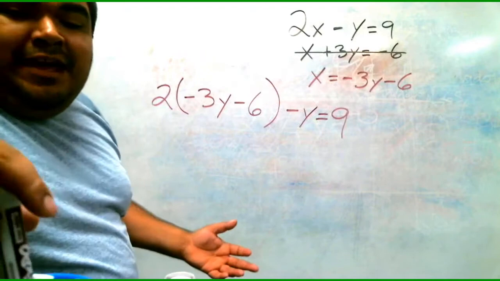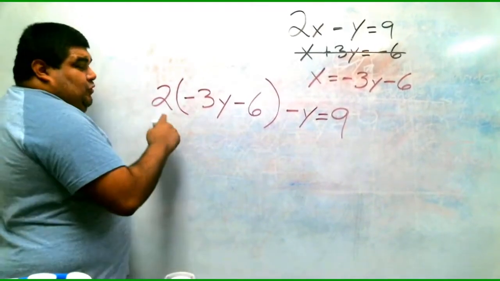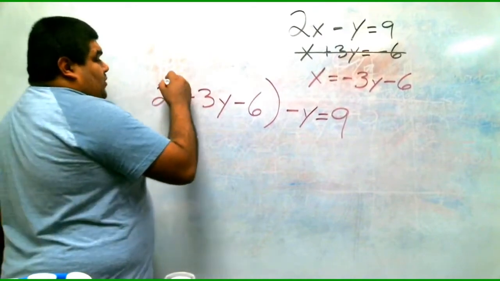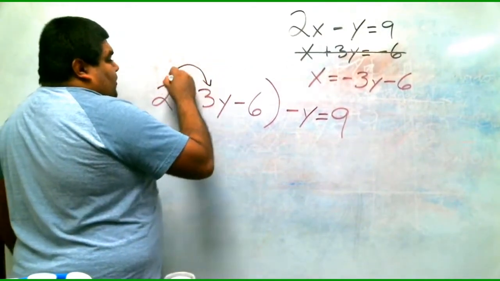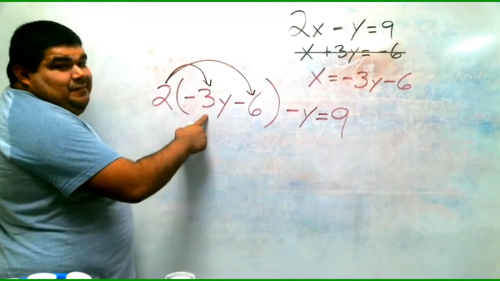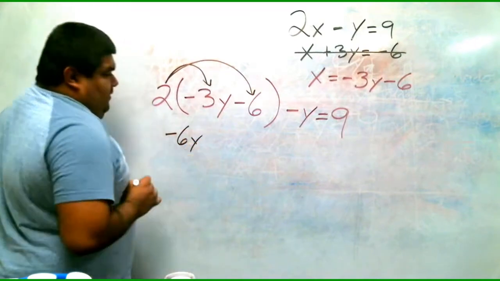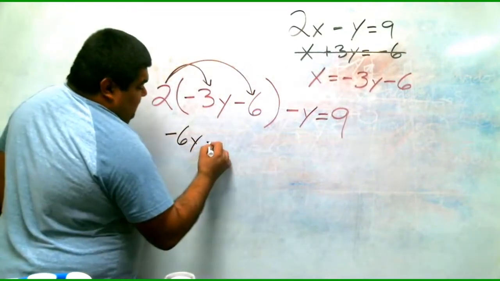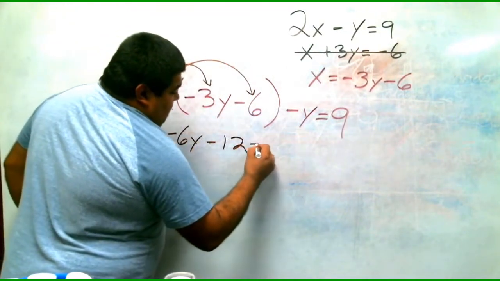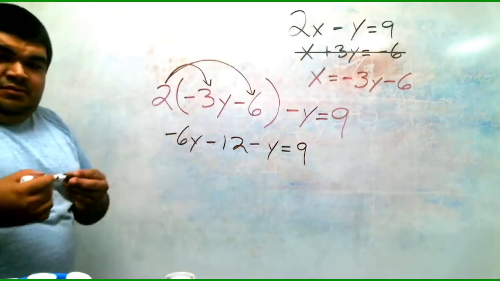Now that we have that, we can distribute the 2 because we're trying to get rid of that 2. So we're going to distribute: 2 times negative 3 is negative 6y. 2 times negative 6 is negative 12. Minus y equals 9. Okay?